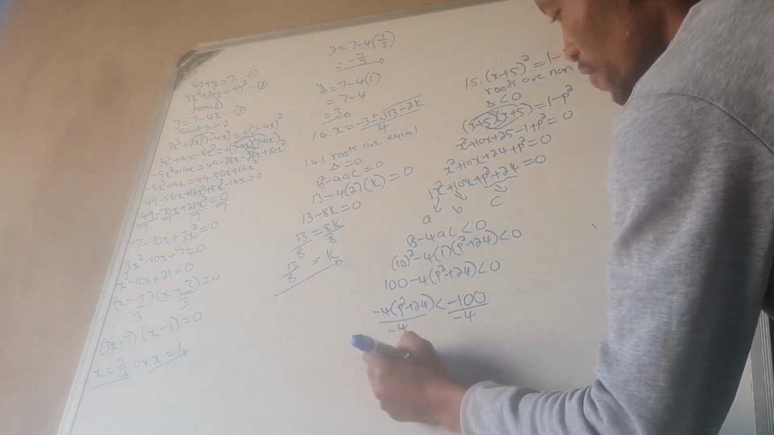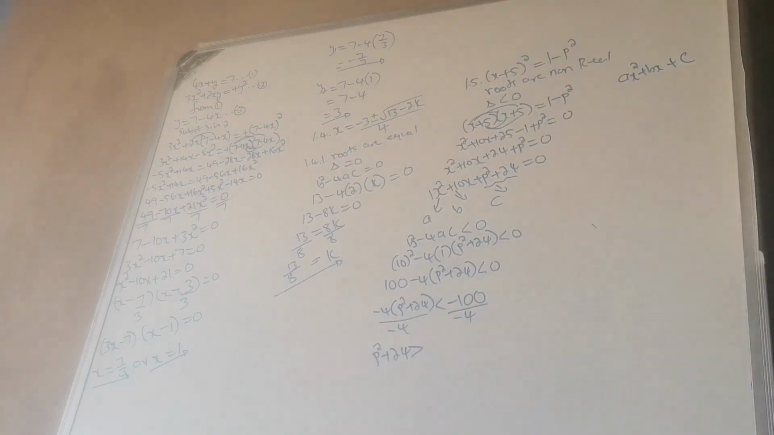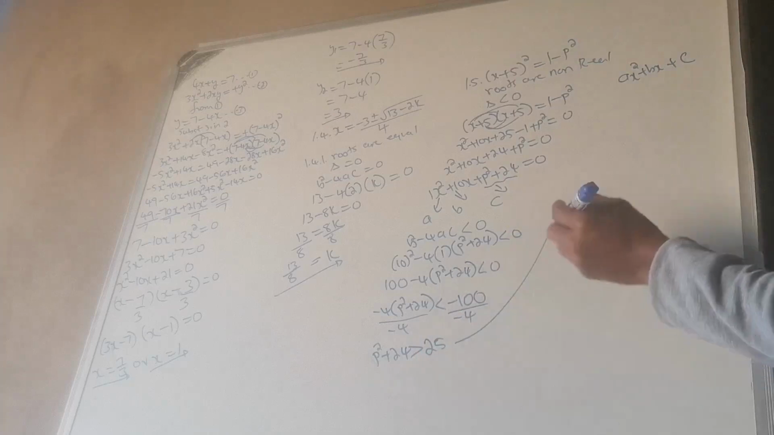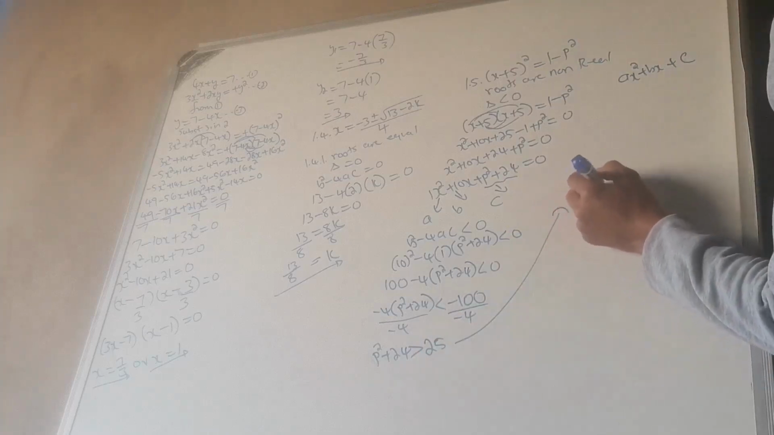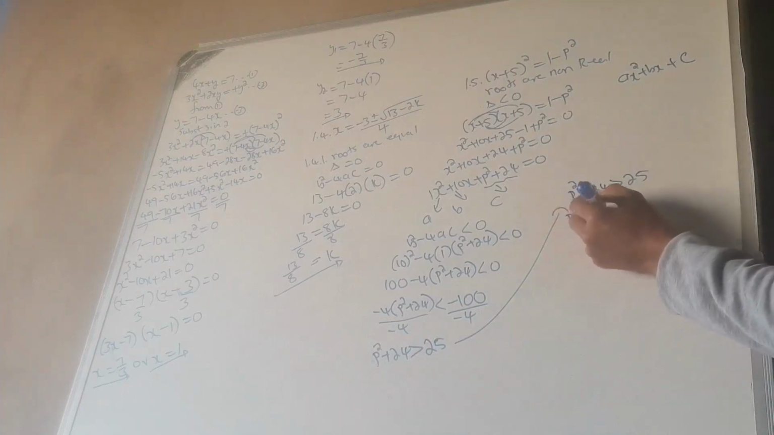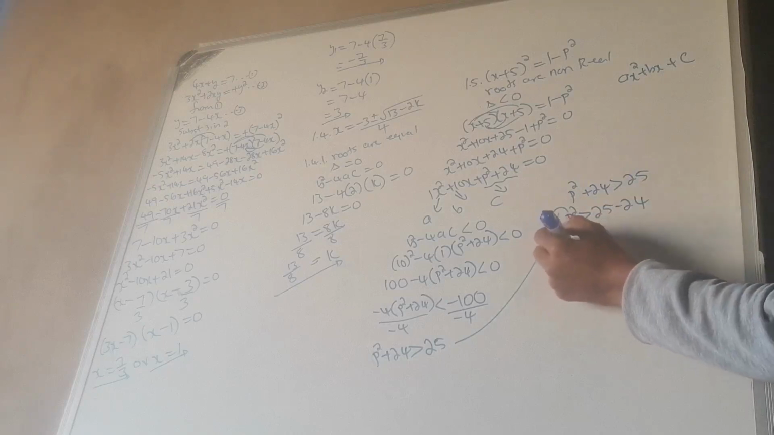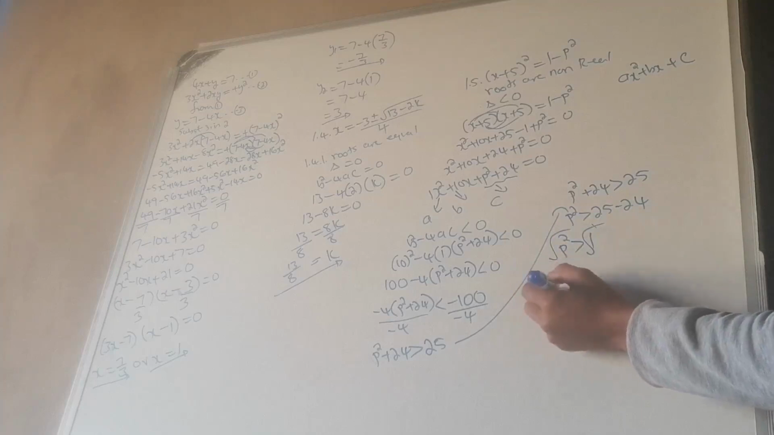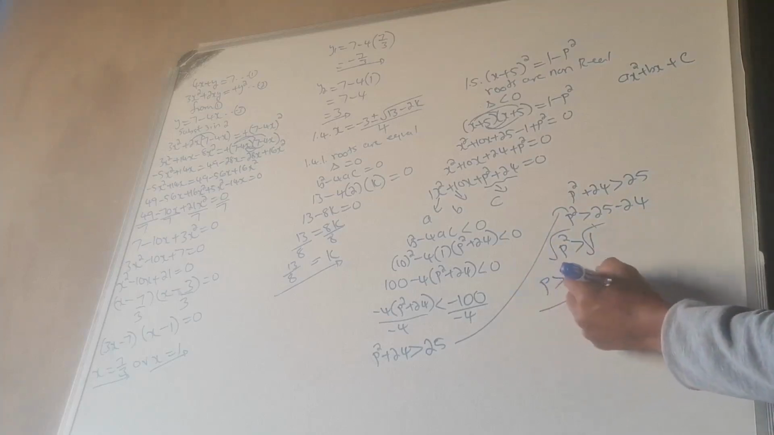p squared plus 24 must be greater. What is 100 divided by 4 now? 25. So I have my p squared plus 24 must be bigger than 25. Take this to the other side. p squared must be greater than 1. Square both sides. p must be greater than plus or minus 1.